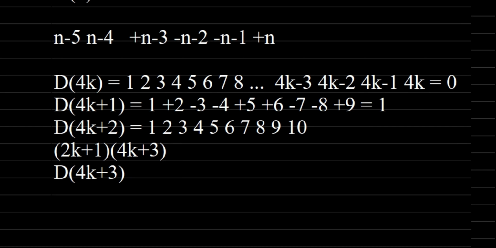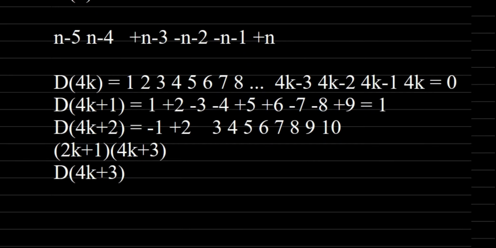So if we group these four, we would be left with 1 and 2. So putting a minus sign before 1, a plus sign before 2, we get the minimum sum to be 1 again. And since we have proved this is the minimum sum possible, this is the answer for D of 4k plus 2 type of numbers.